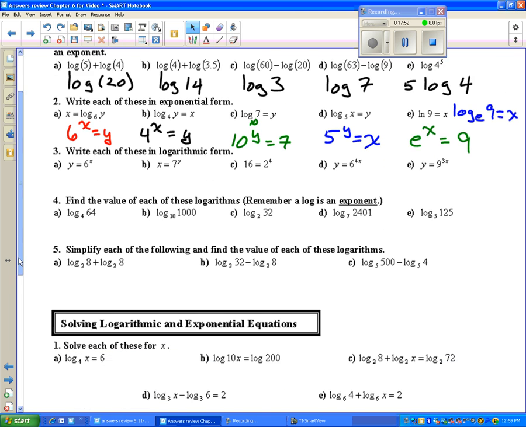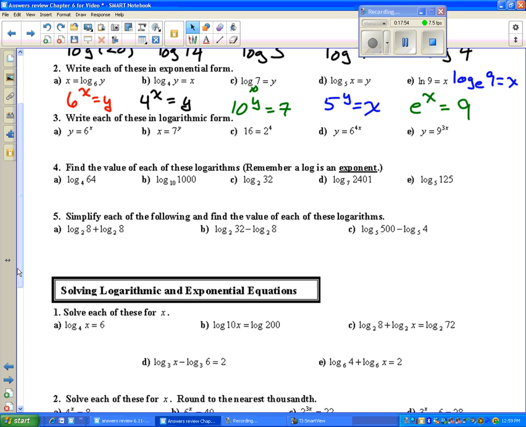Now I want to go the other way, write each of these in logarithmic form. Now that I have an exponent, I want to write it as a log. So I start by writing log of, my base stays the same. My answer becomes my argument. My exponent becomes my answer. Log base 6 of y is equal to x. Again, log, my base stays the same, my answer becomes my argument, my exponent becomes my answer. Log base 7 of x is equal to y.